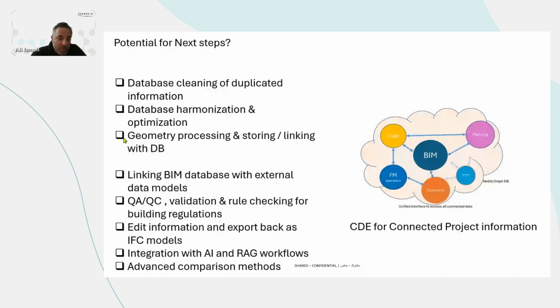All people are talking about AI, about RAG models, knowledge models. So I think naturally the next step could be to integrate this graph database with AI applications and RAG workflows, so the user can simply ask questions and the database can generate the Cypher queries or give answers directly, and maybe working on advanced conversion methods.